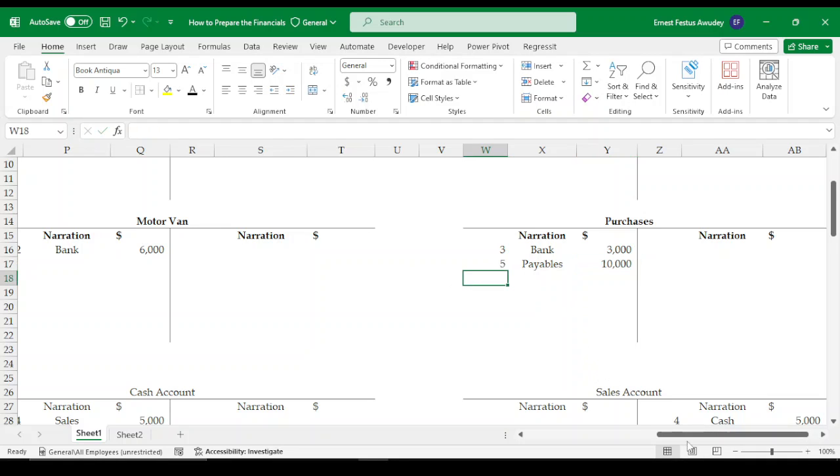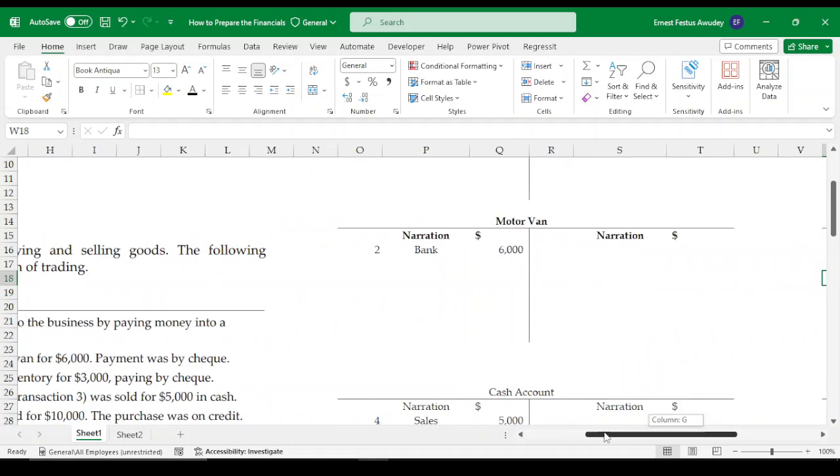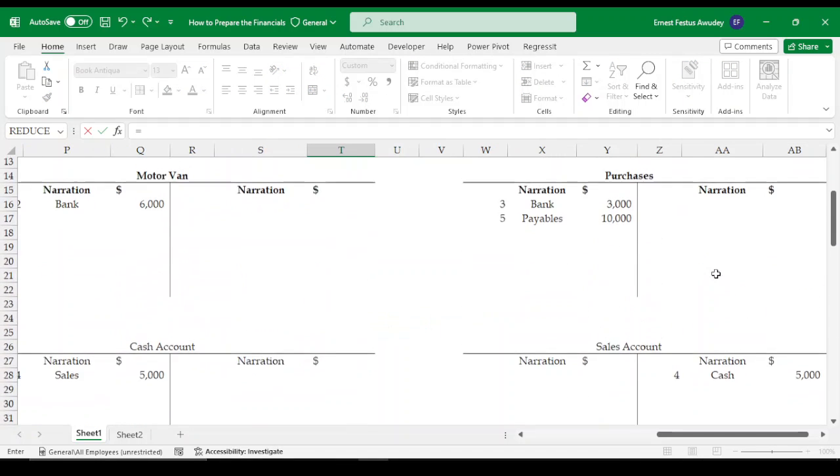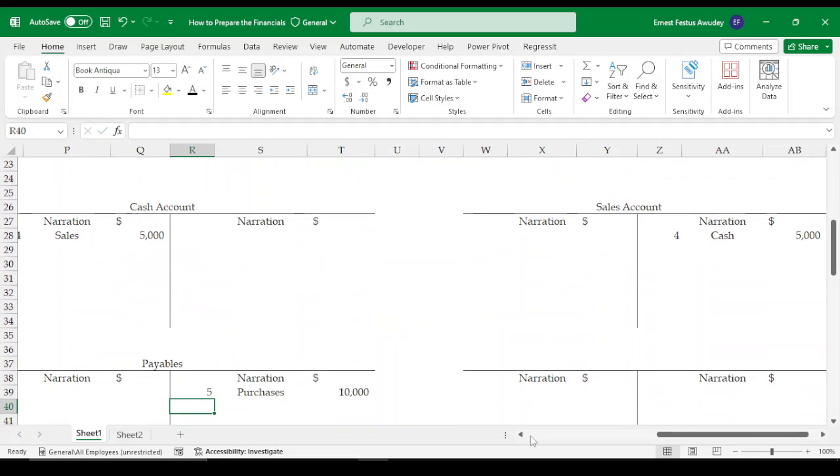Then the corresponding entry is going to be credited in the payables account. Now, payables are liabilities because you are going to pay the suppliers. So they are liabilities. Therefore, they are going to be credited, and it is increasing. So we are going to credit it. So I'll have my 5 there. And then I'll have my purchases, which is the corresponding account right there, and I'm going to reference the amount from my purchases account, which is 10,000 right there.